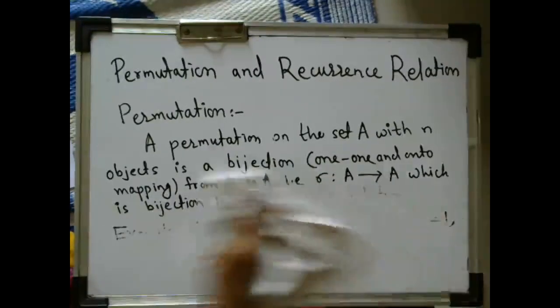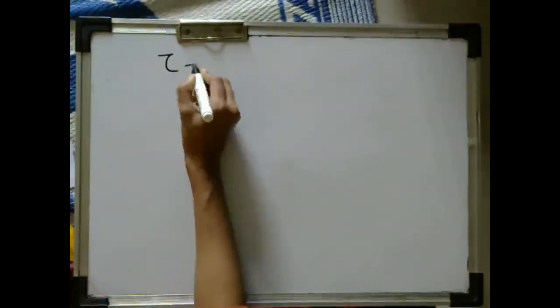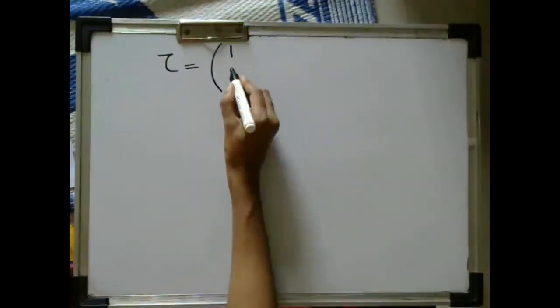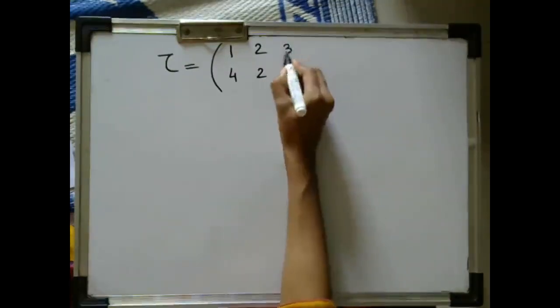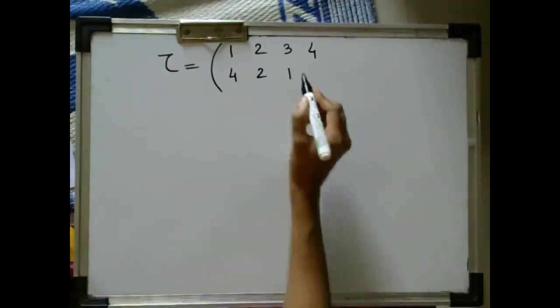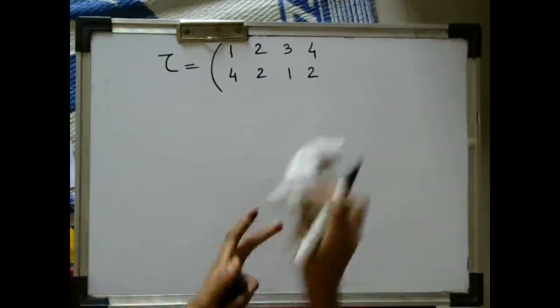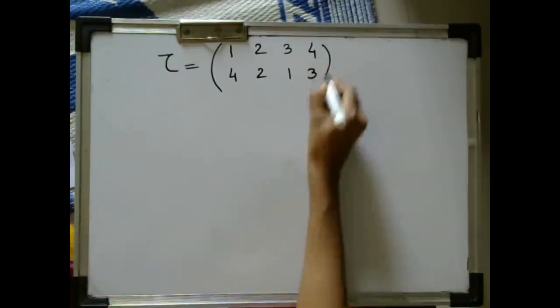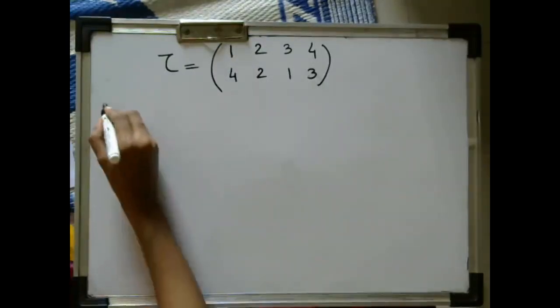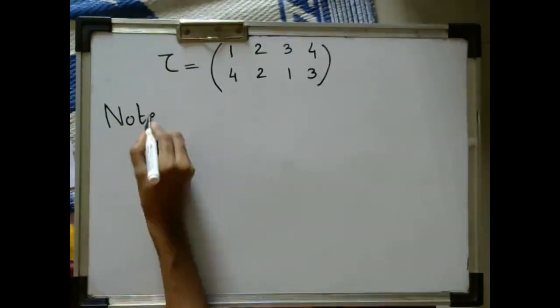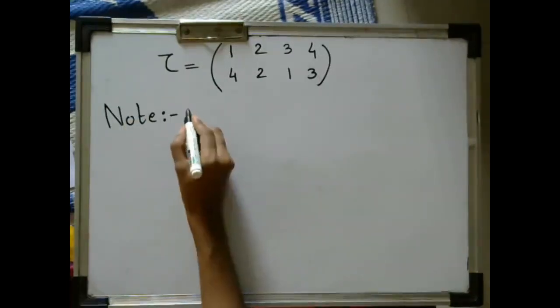We will write a few notes about permutation. There is one more possible permutation on A, say tau, where you map 1 to say 4, 2 to 2, 2 can be fixed, mapping to itself, 3 to 1 and 4 to 3. So how many such arrangements of 1, 2, 3, 4 are possible? Let us write a few remarks about permutation.